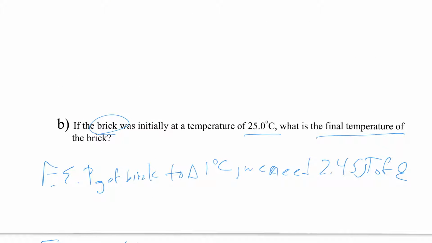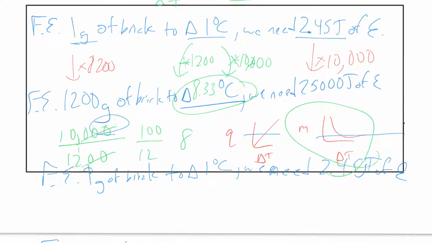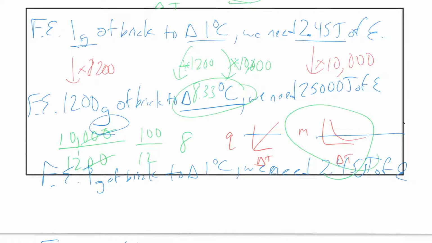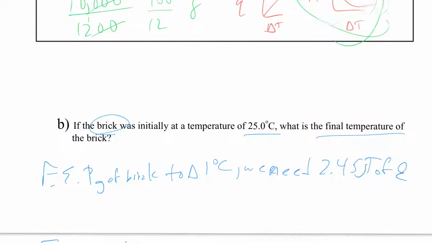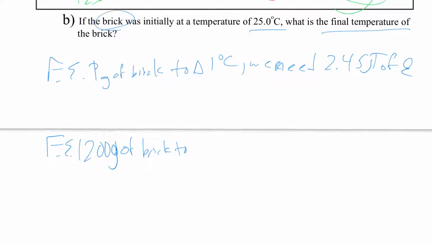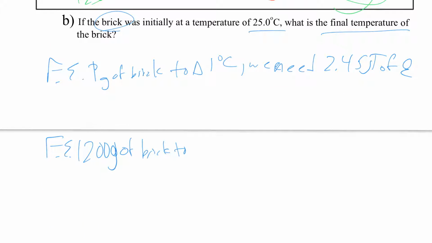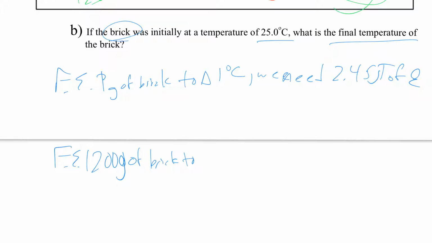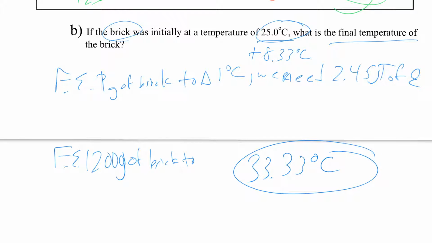Okay, so the change in temperature, let's go back up here. The change in temperature was 8.33 degrees Celsius. This is actually a lot easier than we thought here. So it's just this 25 degrees Celsius plus 8.33 degrees Celsius. So that's 33.33 degrees Celsius.